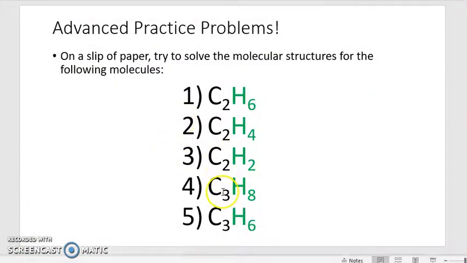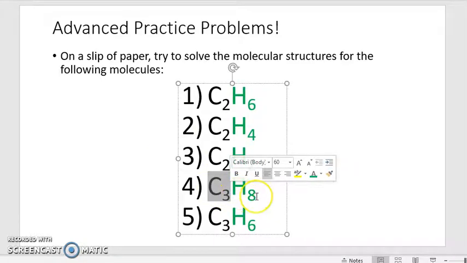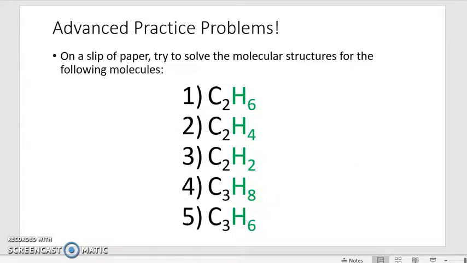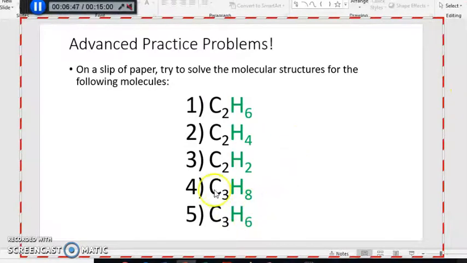Let's go ahead and jump down to 4. 4, oh, this is increasing in complexity. We have C3H8. So let's go ahead and figure out how to do this one, C3H8. So I've got 3 carbons and 8 hydrogens. So I'm just going to go ahead and put my carbons in a line, or maybe something like this. Maybe I'll put them kind of in a triangle.